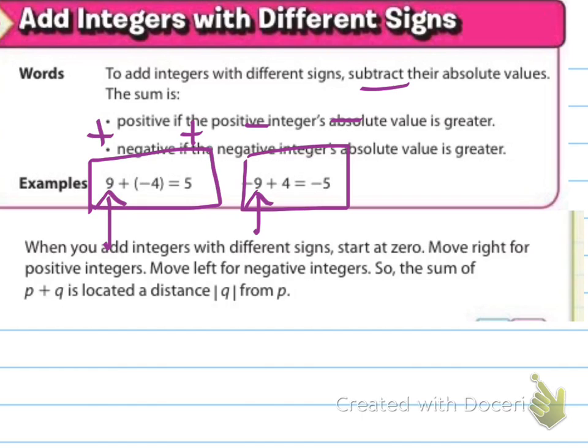And when I say absolute value, because we know -9 is actually smaller than 4, but when I'm saying just think of it as absolute values, 9 is the bigger number, and the sign that goes with 9 is negative in the second example here. So when you add integers with different signs, you start at 0 and then move right for positive integers and move left for negative integers. So the sum of p plus q is located at distance absolute value of q from p.